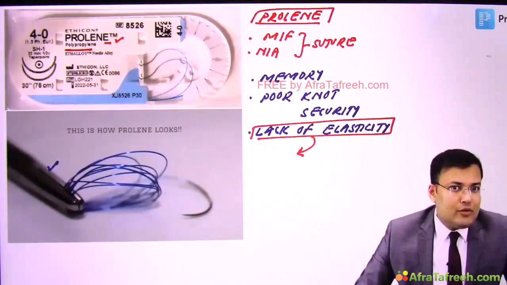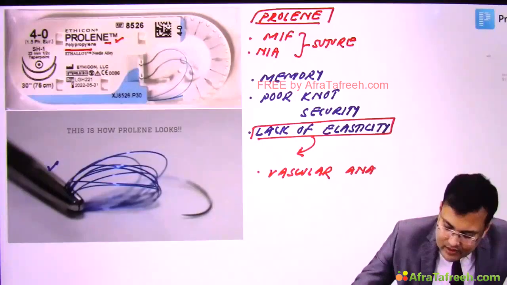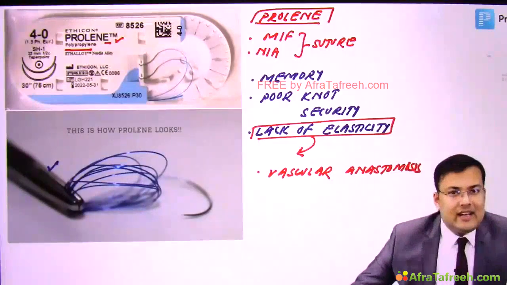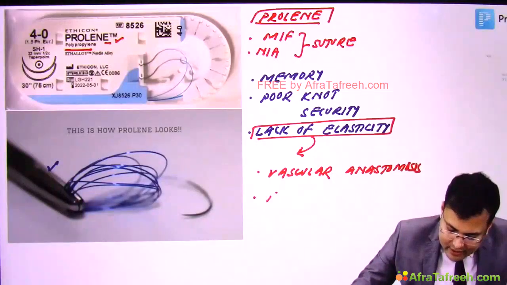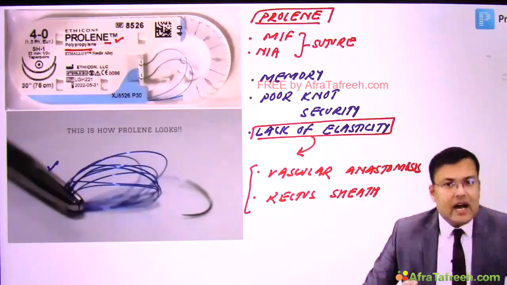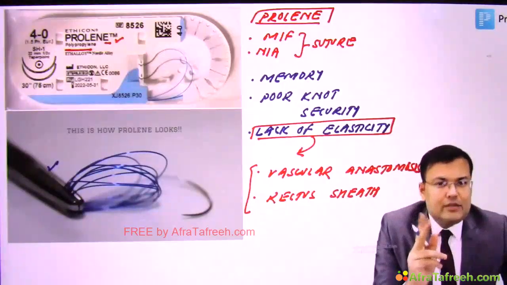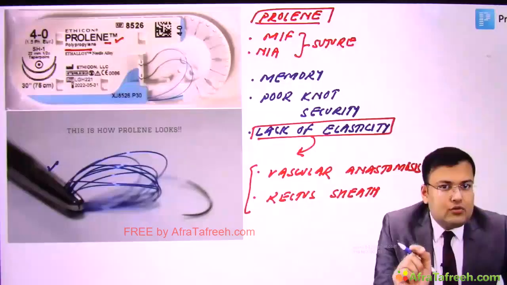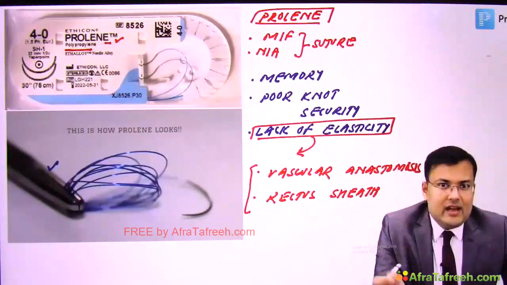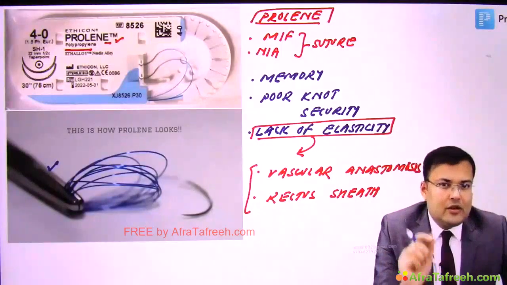So what are the uses of Prolene? We discussed that it is used in vascular anastomosis because it can create a watertight anastomosis, and second, we use Prolene for the rectus sheath. So these are the important questions related to sutures. Now two questions are frequently asked: which suture is absorbed in how many days, and at this particular site, in this particular anastomosis, which suture is used.